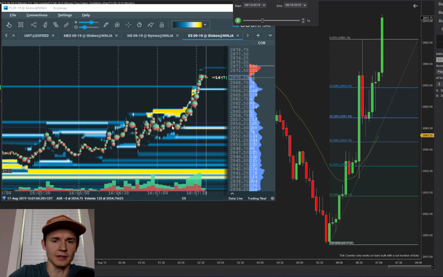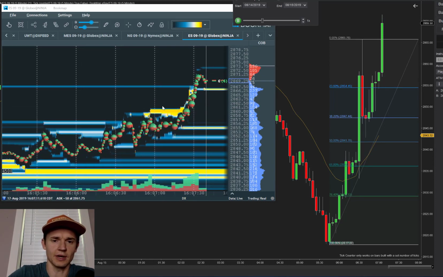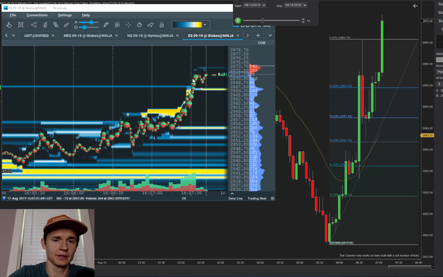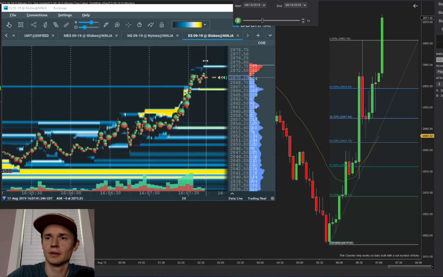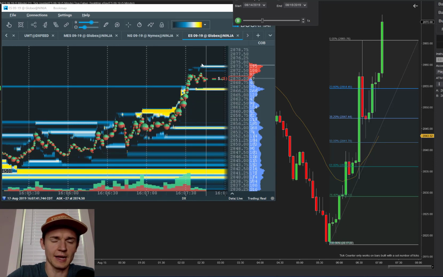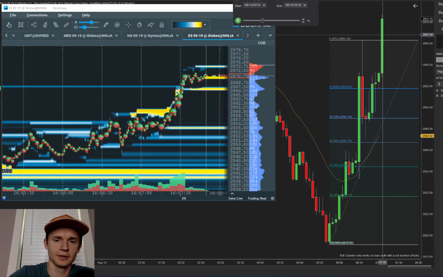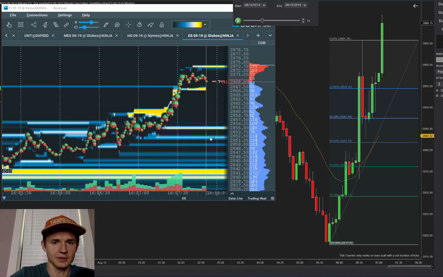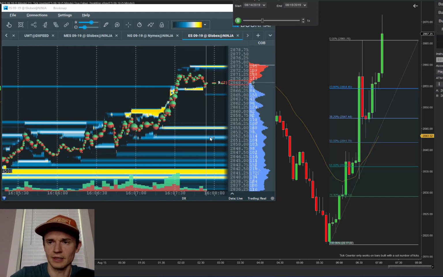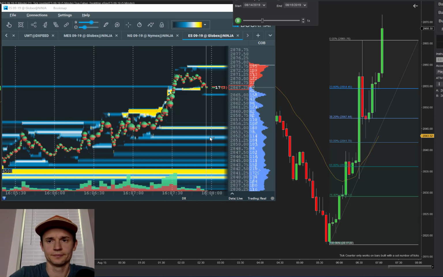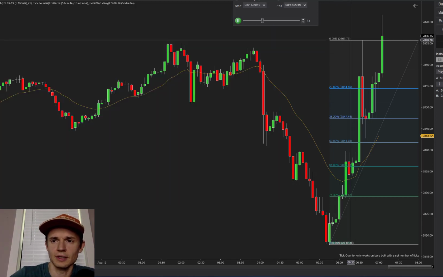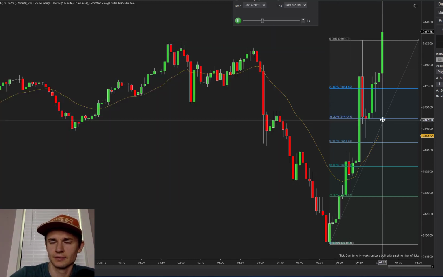And that happened because you had all these traders that wanted to trade here. Now those sellers lost and they got ran over. But that's why the price moved so quickly and you got this big bar here. So Bookmap is just magic for things like that. So let's move forward to the next play here.